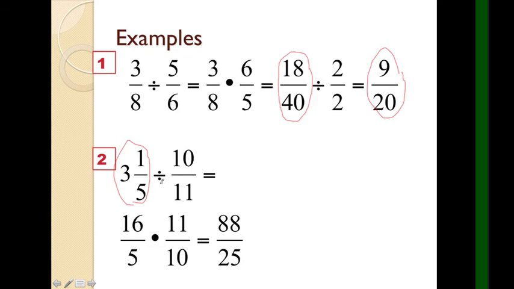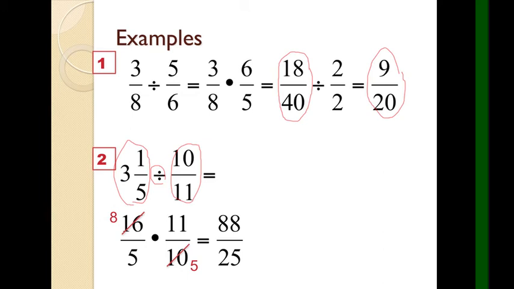Then, this division sign will change into a multiplication sign because the second term will be flipped, or we will get the reciprocal, which is 11 over 10. Tapos, ang gagawin lang, multiply lang natin. So, 16 times 11 is equal to 176. But we can do a simplifying diagonal. So, isi-simplify muna natin yung mga numbers natin. Since 16 and 10 are both divisible by 2, pwede natin silang i-divide.